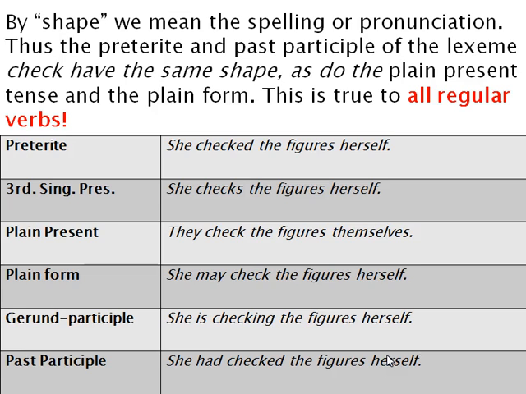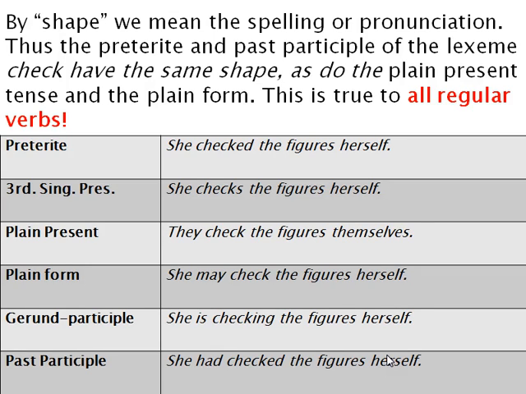So by shape, we mean the spelling or pronunciation, and thus the preterite and past participle of the lexeme check have the same shape, as it happens for the plain present tense and the plain form. This is true for all regular verbs, okay? The plain present and the plain form will always match, but that does not mean they are the same form. They are only the same shape, okay? It's a discussion similar to that one we had with morphs and allophones, okay, and homophones.